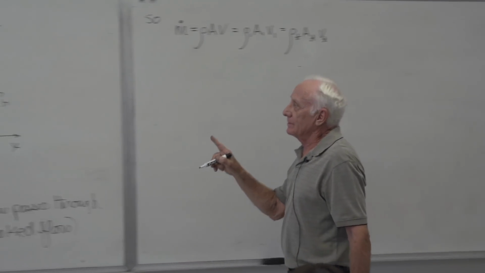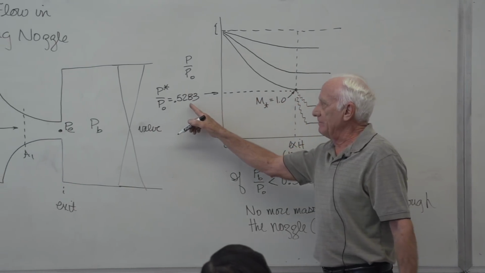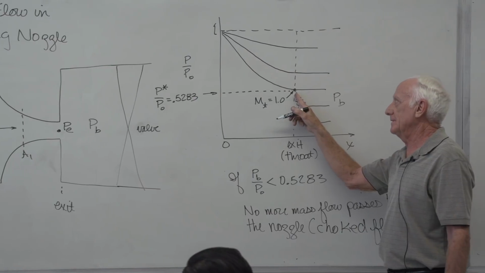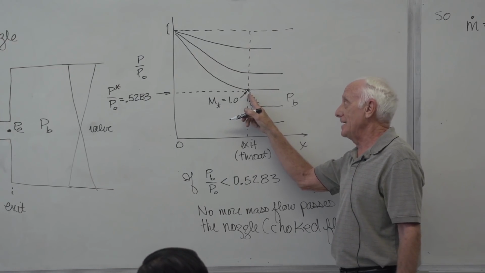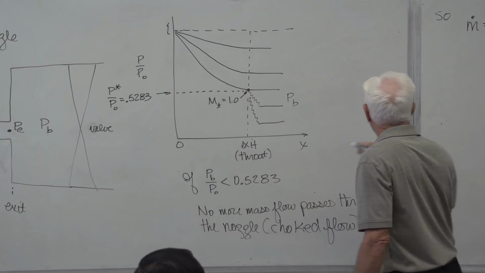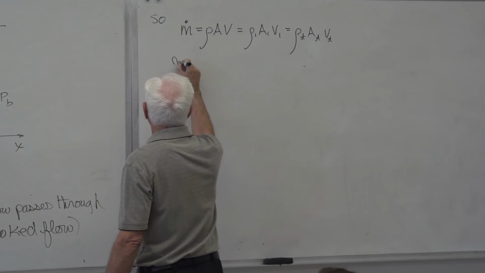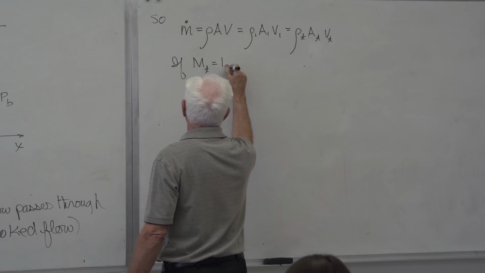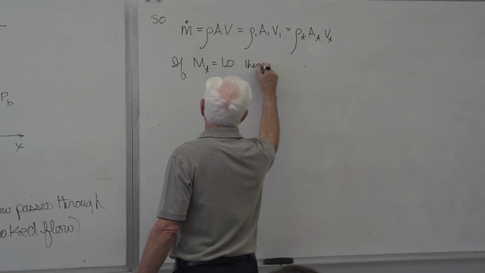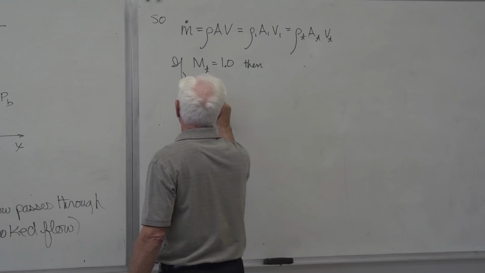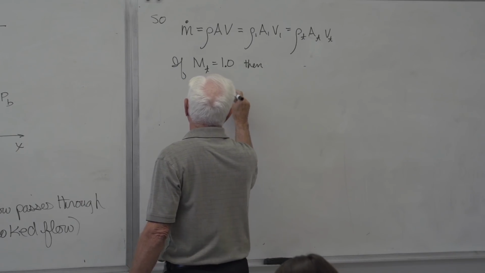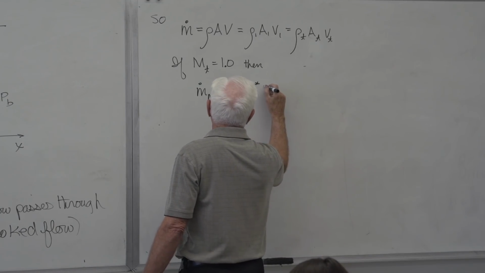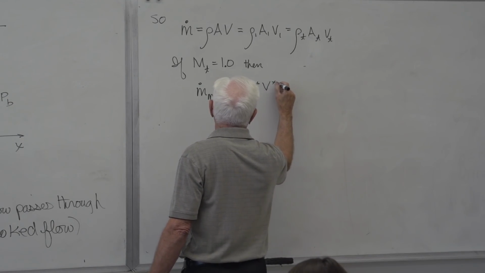But now, let's say you've reached the magic number 0.5283 at the exit plane. Now I have the maximum mass flow rate. If the Mach number at the throat or exit equals 1, then I've got the maximum mass flow rate: rho star, A star, V star, which is the speed of sound.